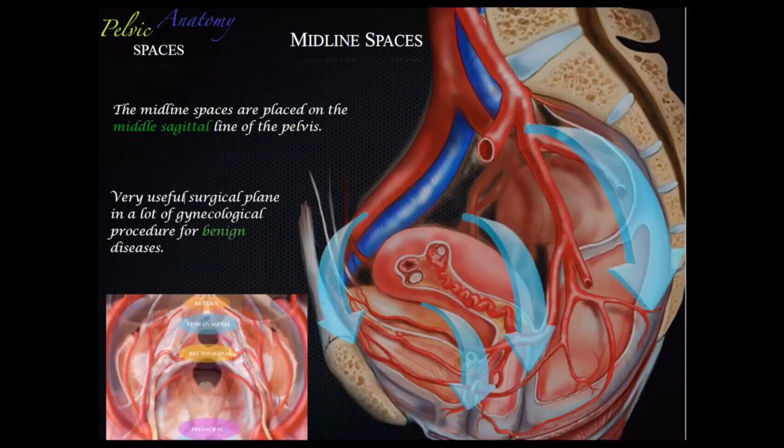Now the first, as I said, the midline spaces are placed in the middle of the sagittal pelvis. They are very useful planes in a lot of gynecological procedures for benign diseases.